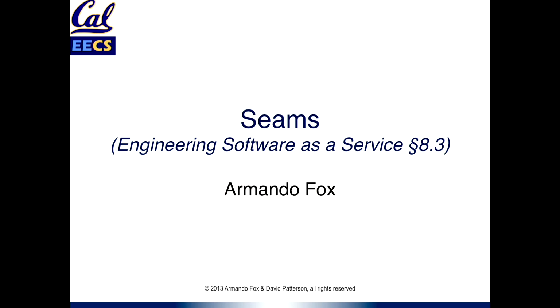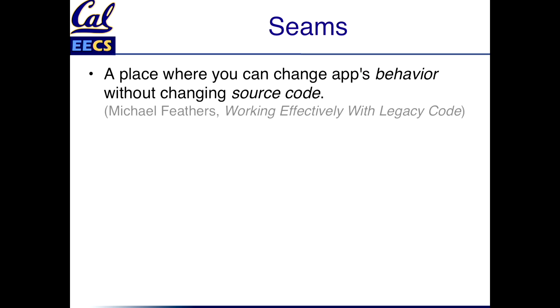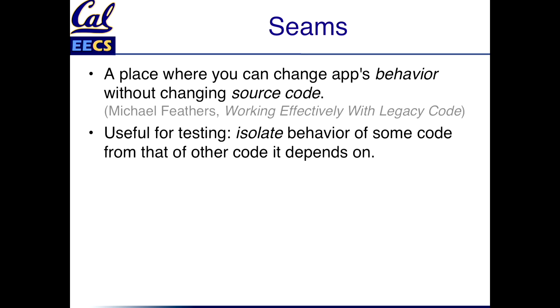So seams are such an important concept that I'm giving them a little section all to themselves. This definition, which is my favorite one, is from Michael Feathers, who wrote a book called Working Effectively with Legacy Code. A lot of what we have in our book about legacy code is really inspired by his framing of the problem. His definition of a seam is a place where you can change the behavior of your application without changing the source code.